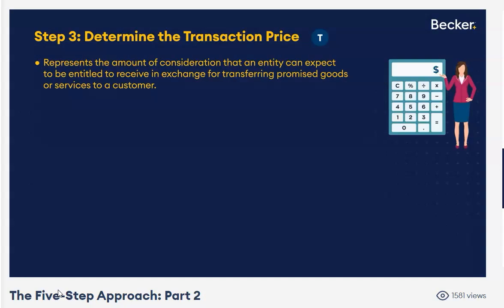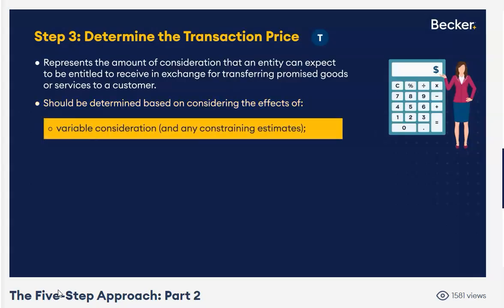There may be a clause that says if you can find anybody who would sell this item to you cheaper, we'll match it, right? There could be any of those types of items. So it's all based on the factors. Factors like, number one, variable consideration.